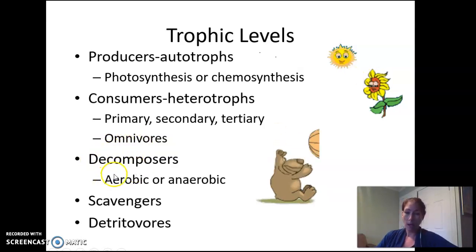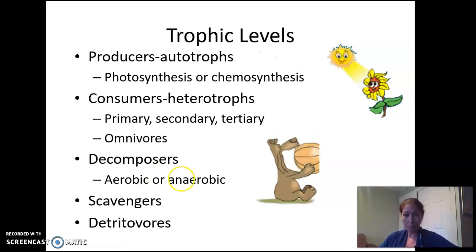Now, any ecosystem has to have a decomposer because there's always going to be material that does not get used up. So we have to have some way to cycle those nutrients back into our soils. And decomposition can either be aerobic or anaerobic. Now just remember these terms: aerobic means in the presence of oxygen, which tends to be faster, and anaerobic means without oxygen present.